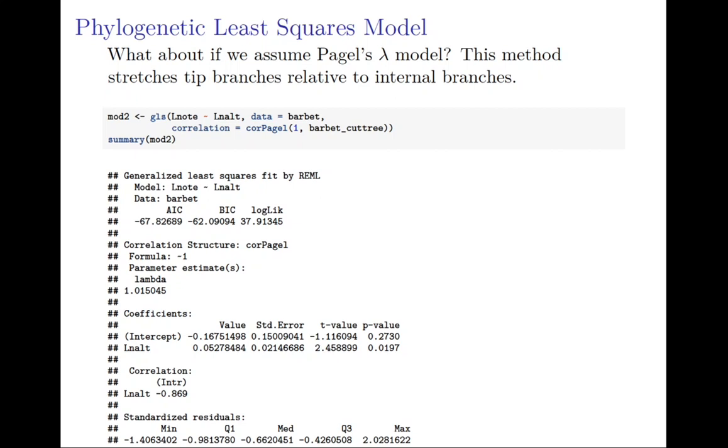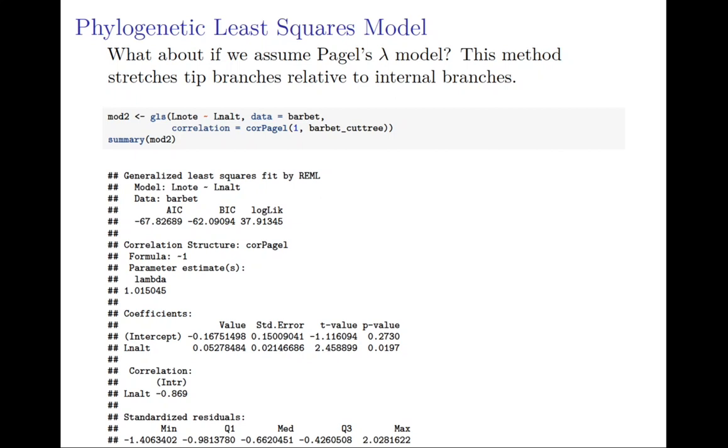But maybe we don't want to assume Brownian motion. There's lots of different models for how we assume evolution might occur. And so what if we want to assume a Pagel's lambda model? And this model stretches tip branches relative to internal branches. And here you can see that we can run the same GLS model as we did before, but we can specify our correlation function slightly differently with the corPagel, again with our cut tree.